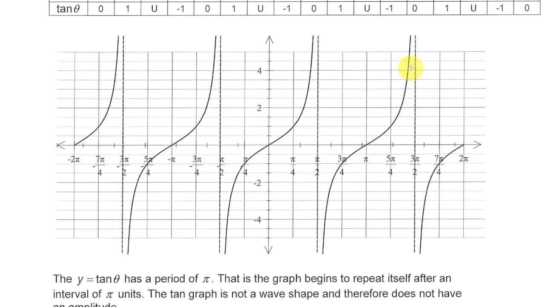Some key points. There's no actual amplitude for the tan graph. And if you take a look, how long does it take for this pattern to repeat itself? Well, it's done between negative pi on 2 and pi on 2. So there's a difference there of pi. So our period for a tan graph is in fact pi. That's how long it takes for us to repeat. And there is no amplitude because there's no actual wave to it.